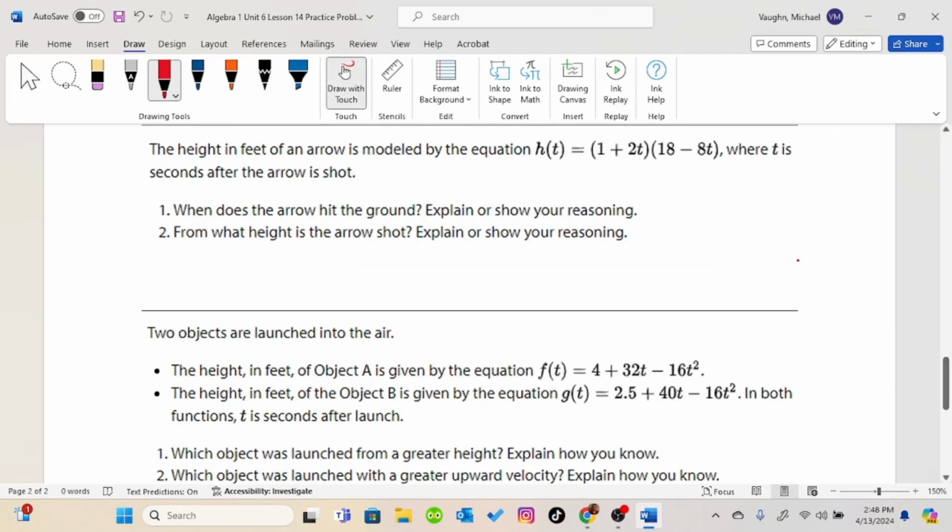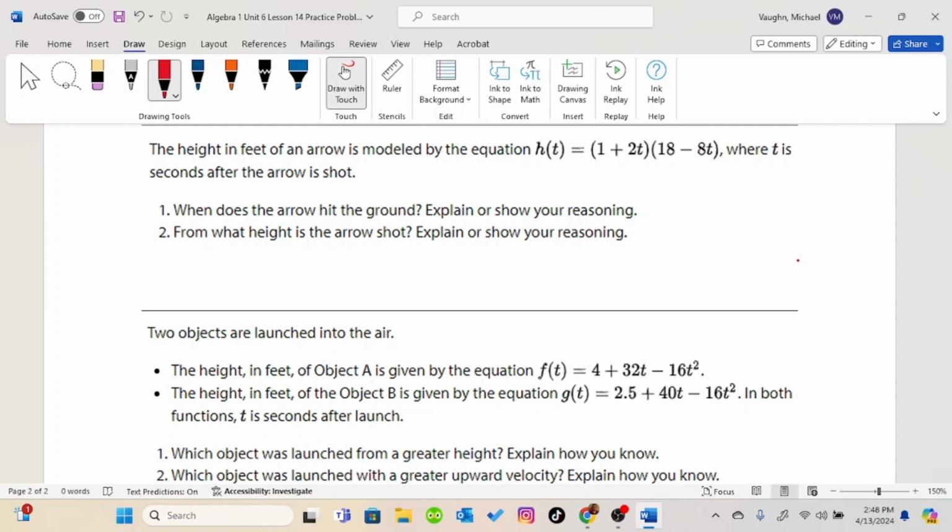The height in feet of an arrow is modeled by the equation h of t equals 1 plus 2t times 18 minus 8t, where t is seconds after the arrow is shot. Number 1. When does the arrow hit the ground? Explain or show your reasoning. So the arrow is going to hit the ground at one of the two x-intercepts.